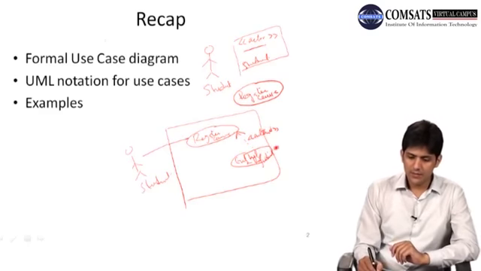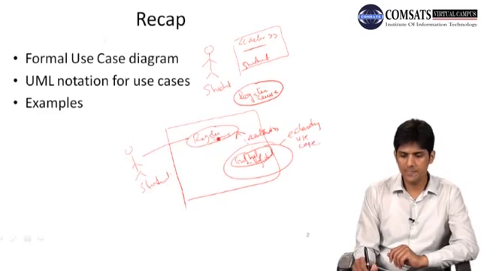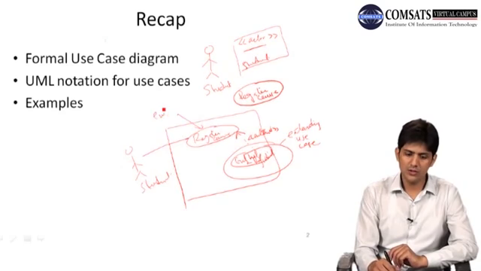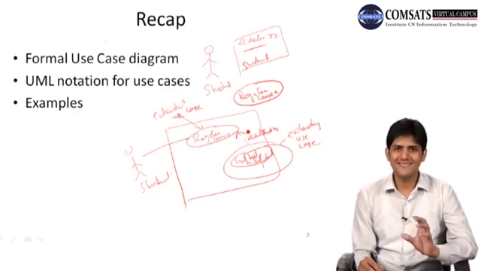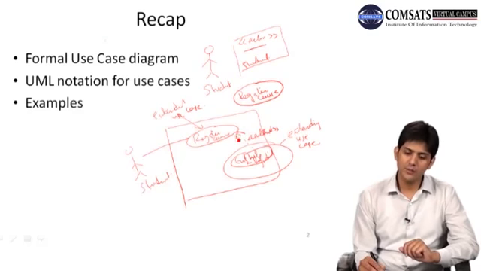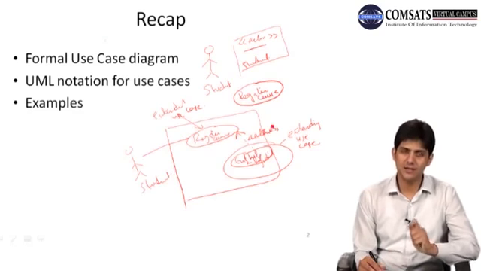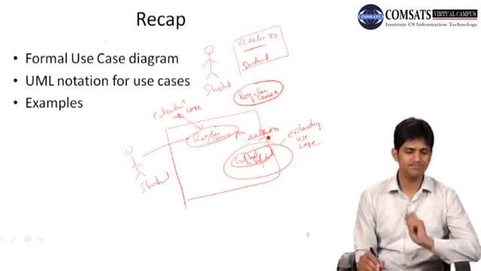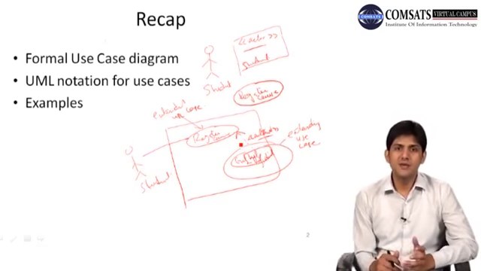So in this case, this particular use case is called the extending use case, and this use case is called the extended use case. And when you are representing this extend relationship, normally it is represented by a dashed arrow, and the arrowhead points from the extending use case towards the extended use case, and we always write the keyword extend.